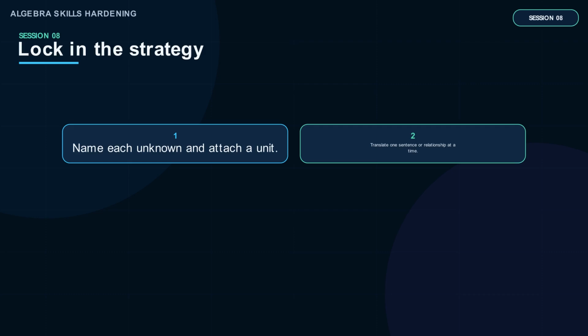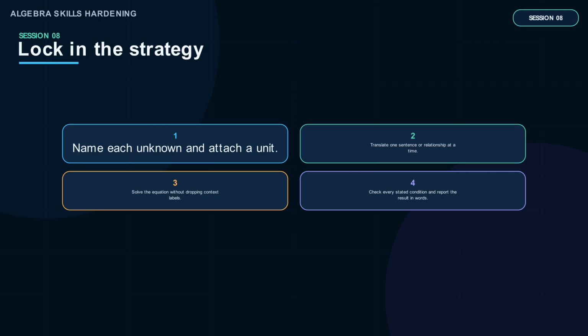The central message is, define unknowns with units before translating a context. Combine it with a discipline to identify totals, rates, and quantities that remain constant. Finish by remembering to reject algebraic answers that violate the situation. This turns a calculated result into a justified answer.